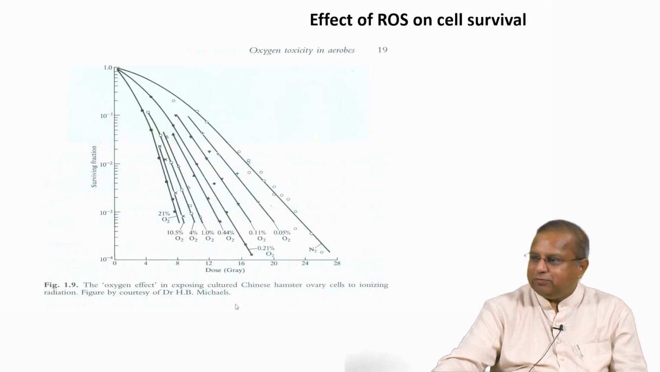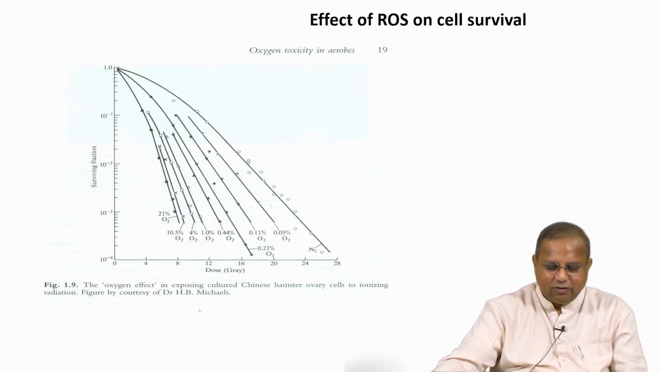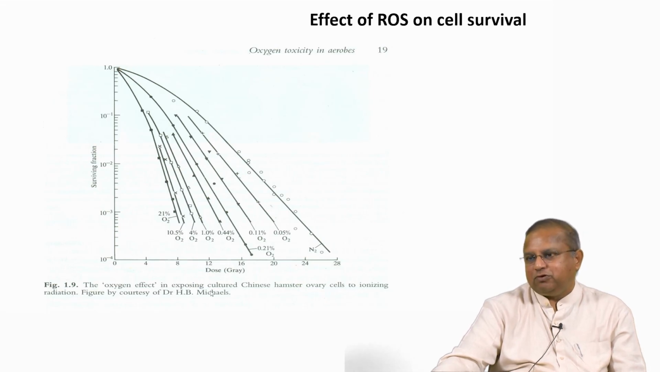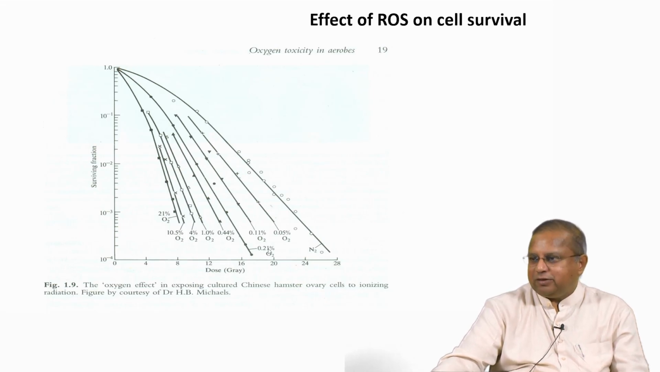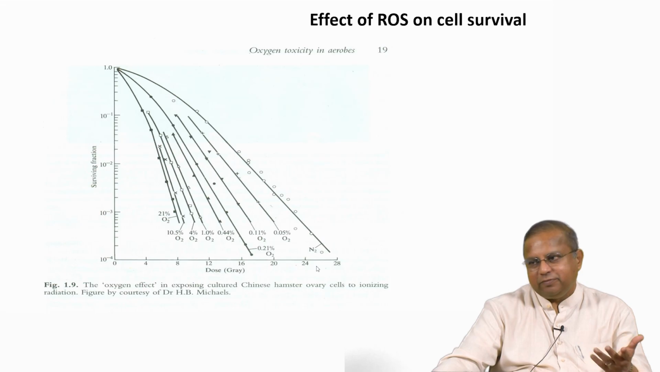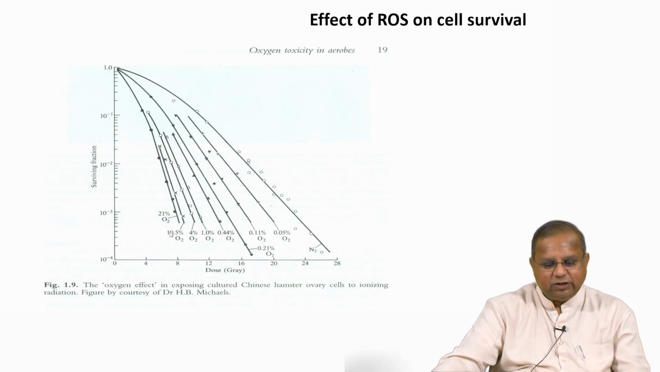Some data again from your book. The original source is a paper by Michaels. This is the effect of reactive oxygen species on cell survival when treated with radiation. When exposed to nuclear radiation, what is the effect of different extents of oxygen, and therefore different extents of reactive oxygen species, on cell survival. This is the surviving fraction in a log scale. This is the dosage in gray. You all know that gray is a unit of radiation.